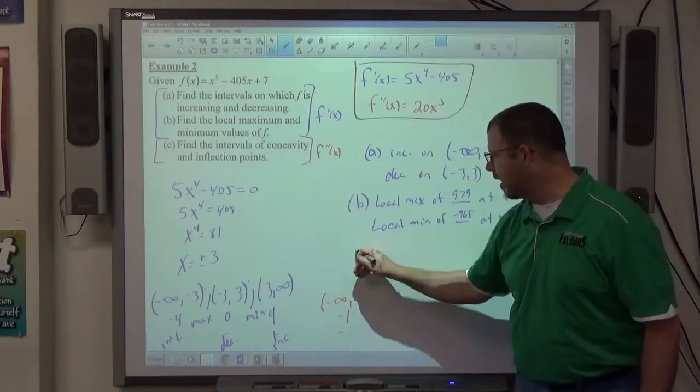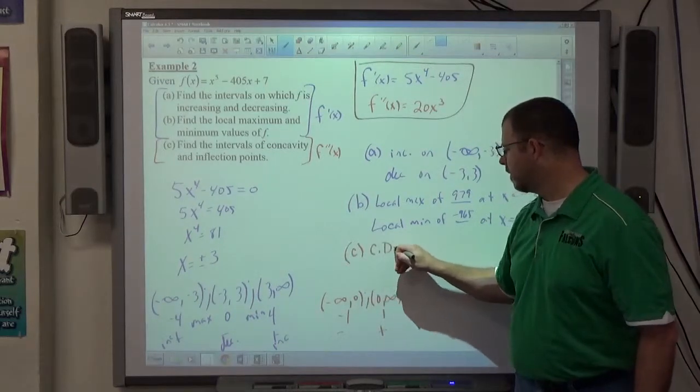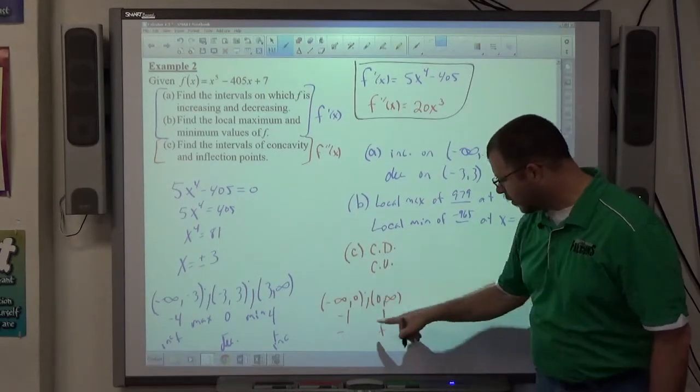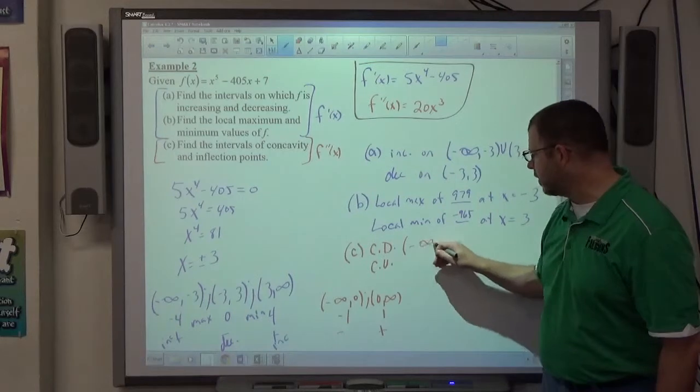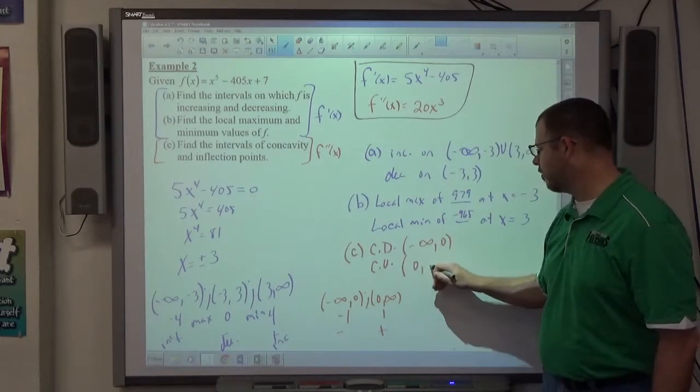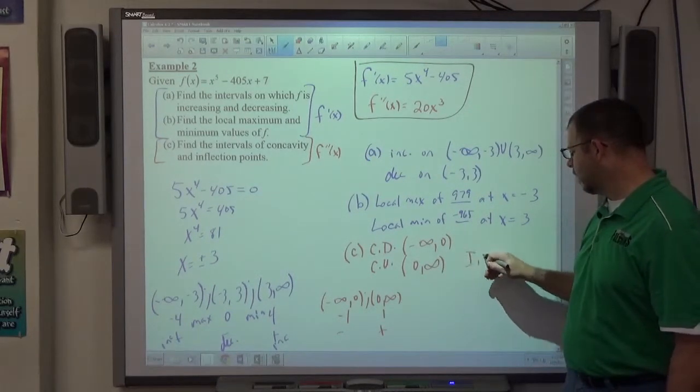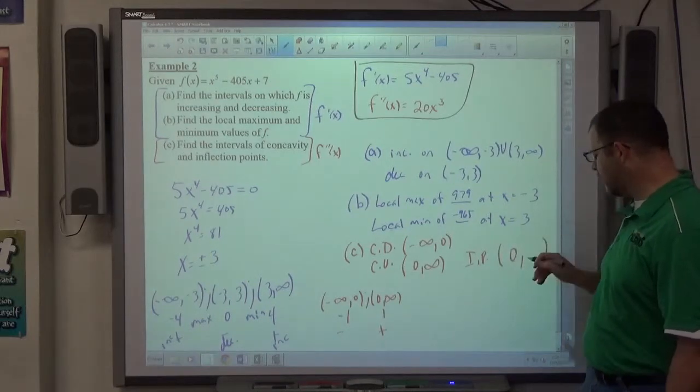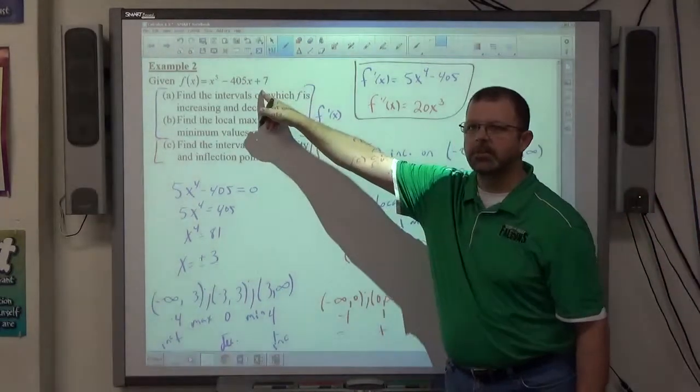It's going to be concave down and concave up. It's concave down from negative infinity to 0. It's concave up from 0 to infinity. And the inflection point will be 0, comma 7.